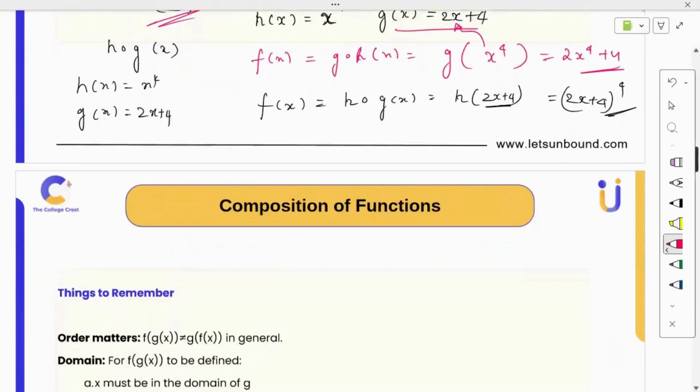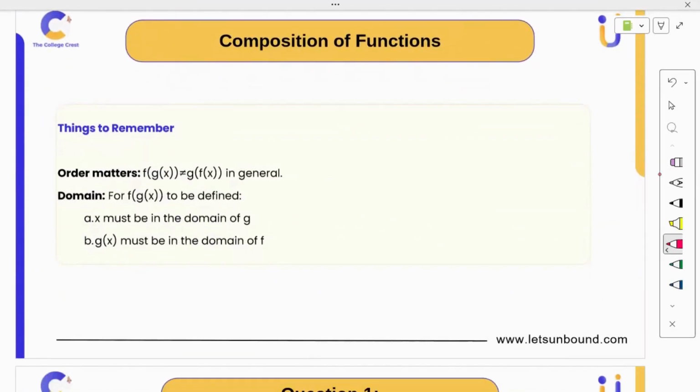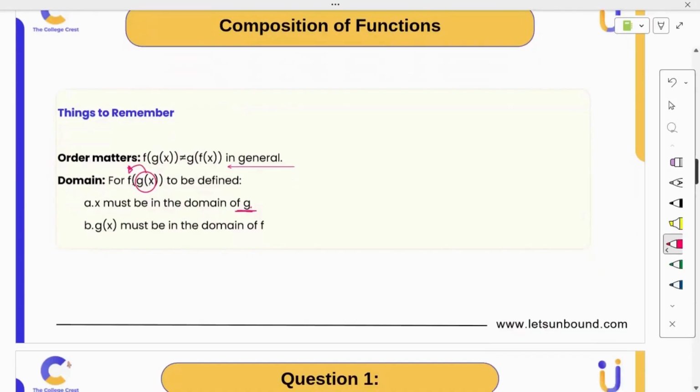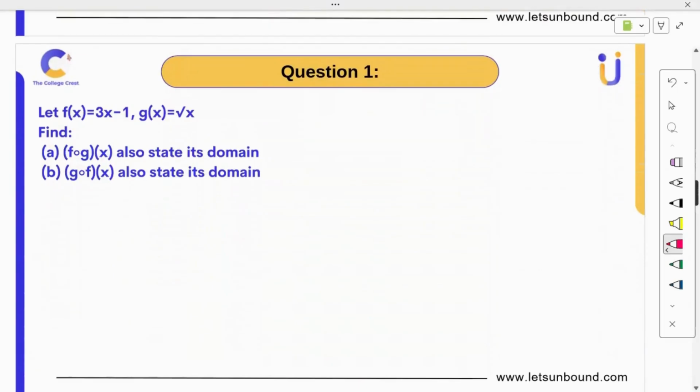Now, we should remember this. Generally, composition is not commutative. f composition g is not equal to g composition f in general. And for the domain, if it's a function like f of g of x, first I will check that your x values must be in the domain of g. And also, g of x should obey the domain of f. So that is how it will be. It sounds complicated, but it's very simple. When you see it, you will easily reason it out. And we will solve some problems. Now, into the first question.